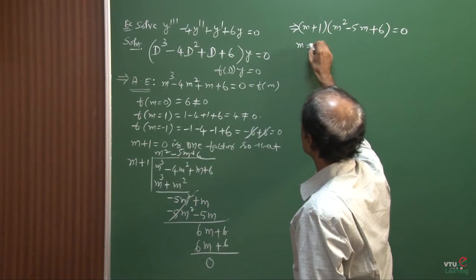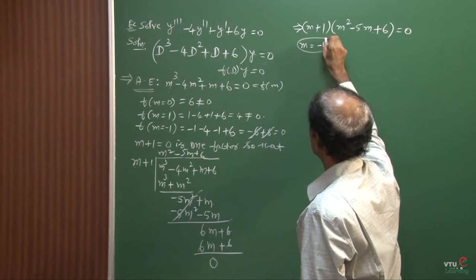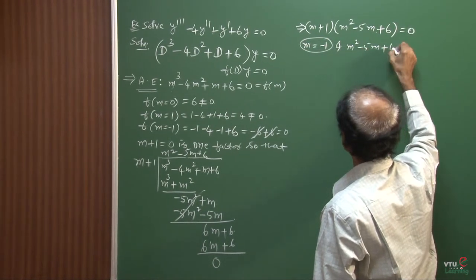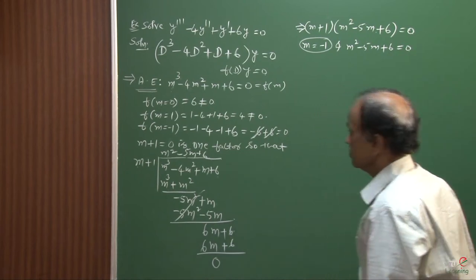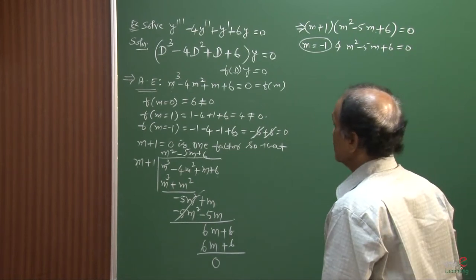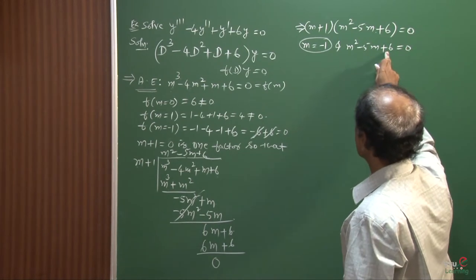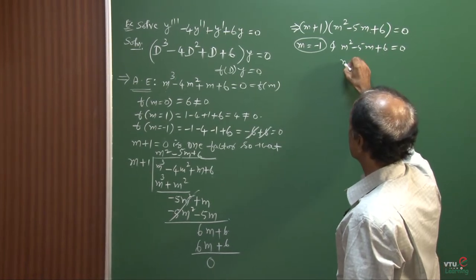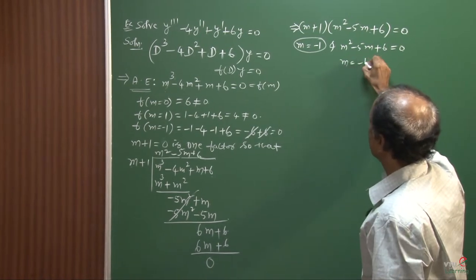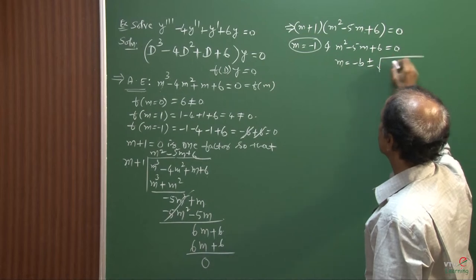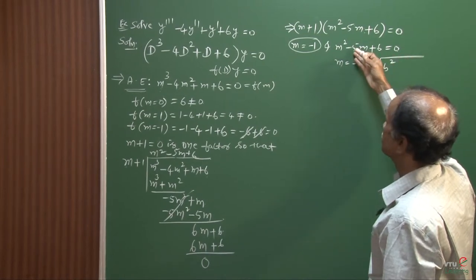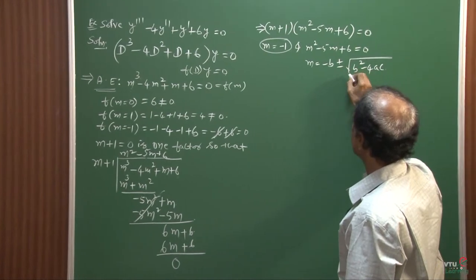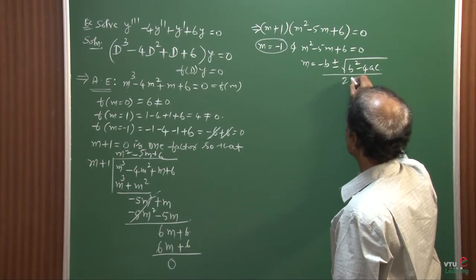Therefore, m is equal to minus 1 is 1 root, and m square minus 5m plus 6 equal to 0. If you take the algebraic method, it will give the roots: m is equal to minus b plus or minus root of b square minus 4ac, whole divided by 2a.